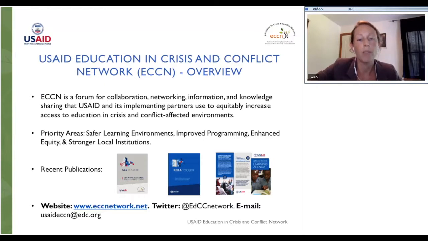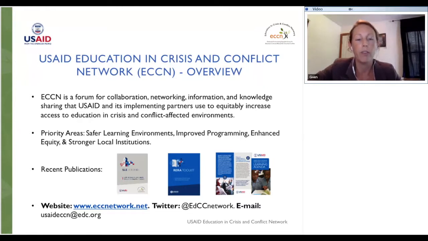One in particular I want to highlight is the SLE Toolkit, which helps us measure risks to safe learning in conflict and crisis environments and program around those risks. We actually have an open call for teams who might be interested in piloting the quantitative portion of this toolkit. The qualitative has already been released. If you're interested in this, please get in touch with me for more details.